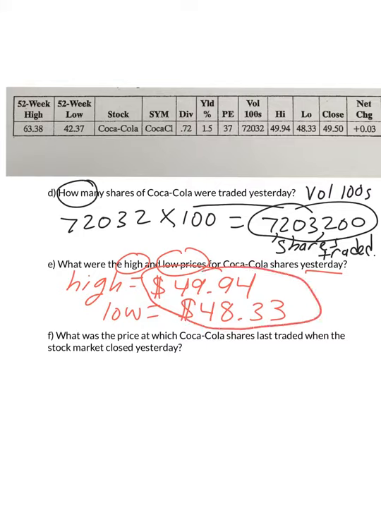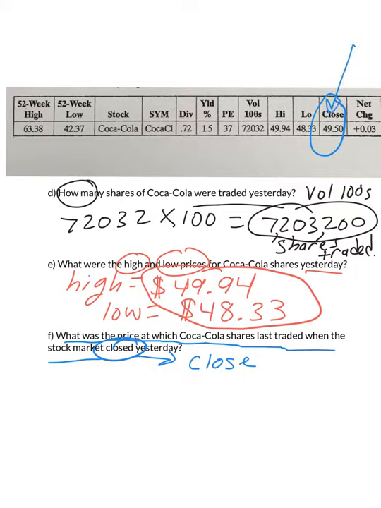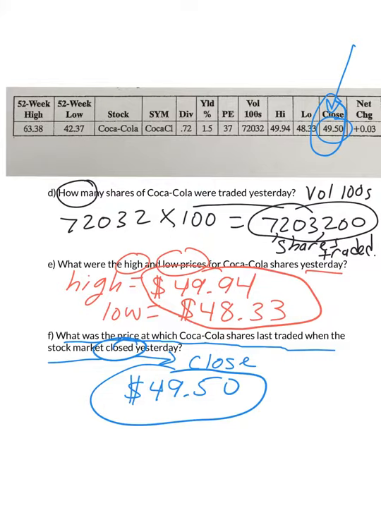Part F says, what was the price at which Coca-Cola shares last traded when the stock market closed yesterday? So I've circled the word closed, so clearly we're going to look up the close column. That's near the end, second from the end. So in other words, when the stock market closed yesterday, the price was $49.50 for one share of this stock. So $49.50. Final answer to part F.